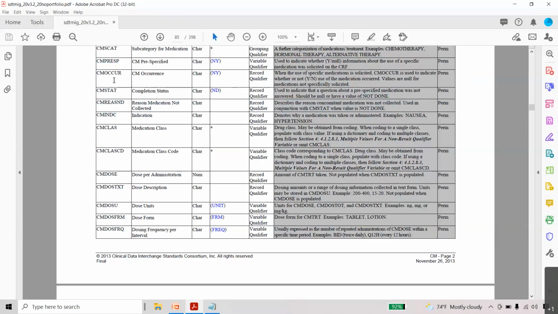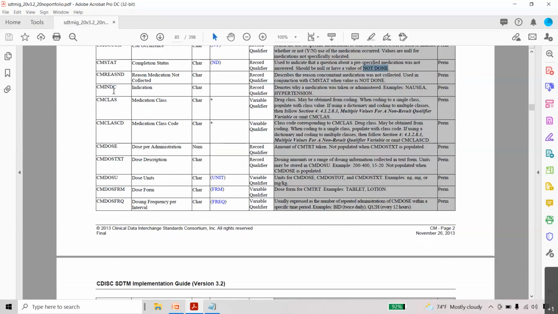In the findings domain also we have the LB status, the status of the sample analysis. If not done, we can consider in the LB or findings domain that the sample is collected but analysis is not performed. Here also not done means the subject has not taken it. So why the subject has not taken it, that information should be captured here.